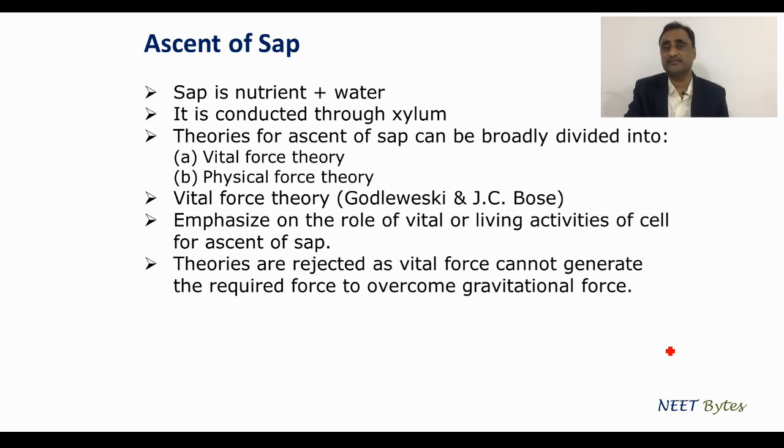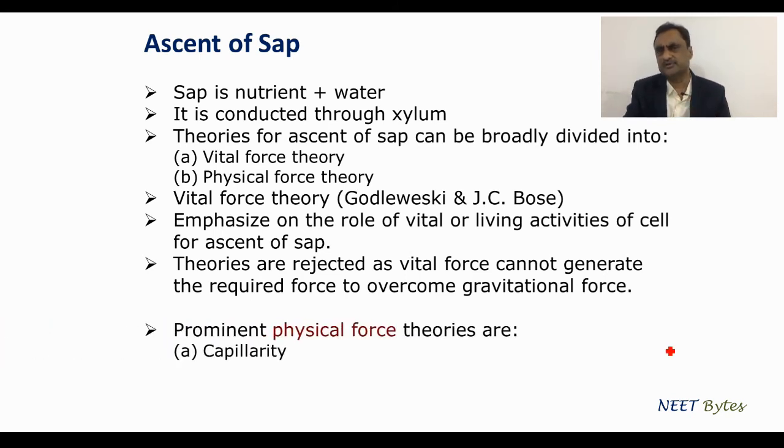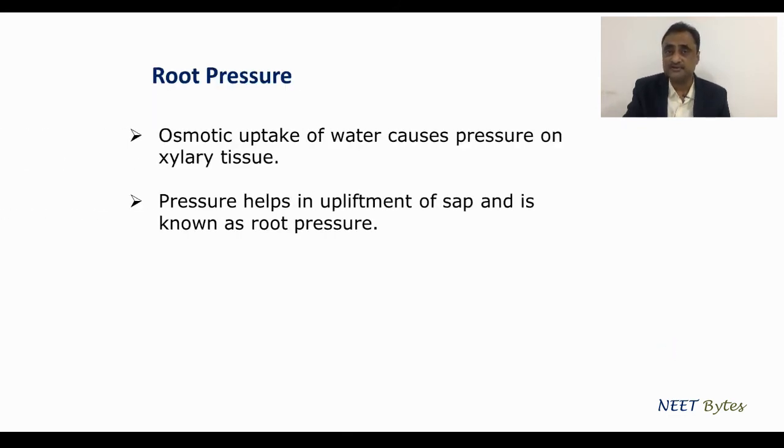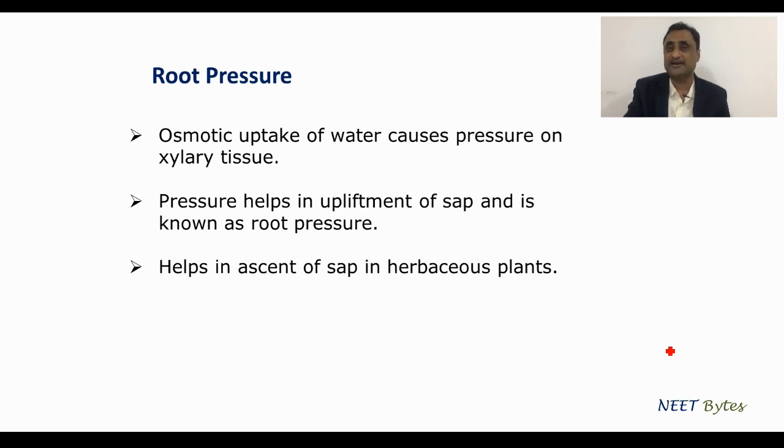Now what is the vital force theory? This theory says that the ascent of sap is going to occur due to the living activities of the cell, right? Different people at different points of time have given these theories, but we will not discuss that because it is thoroughly rejected. Vital force cannot be the reason for the ascent of sap. So that's why the physical theory stands true. Even the physical theories have been divided into different types, like capillarity theory, root pressure theory, and the most acceptable one, what we call the transpiration pull theory, given by Dixon and Jolly.